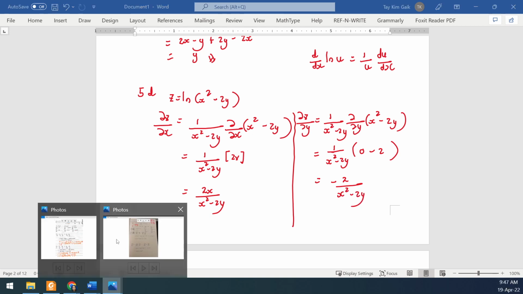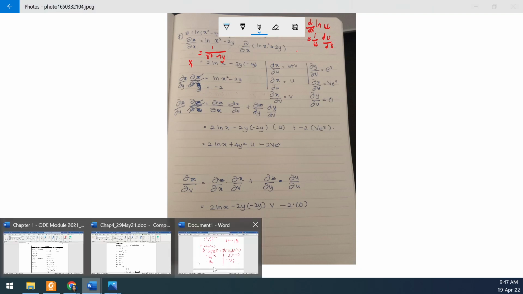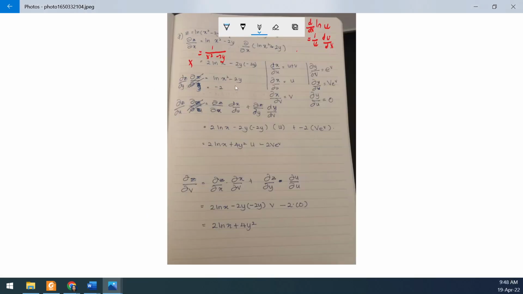Okay, look at your one. So where's your del z del y? Your del z del y, negative 2, compared to here. This is the correct one. So your one is wrong. Your del z del x is wrong. Del z del y is wrong. Okay, then let's look at your dx du. X is u plus v. Del x del u, the answer is 1.